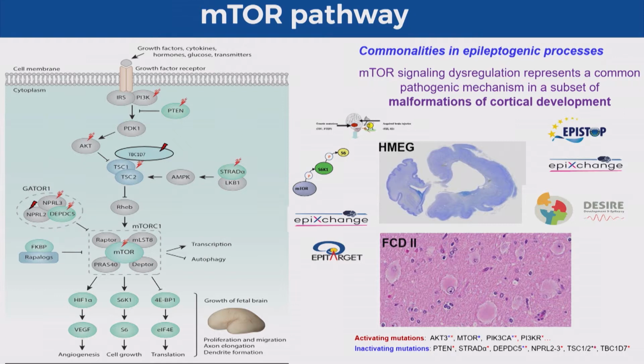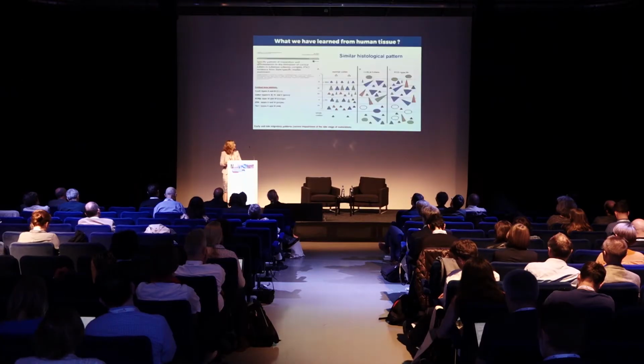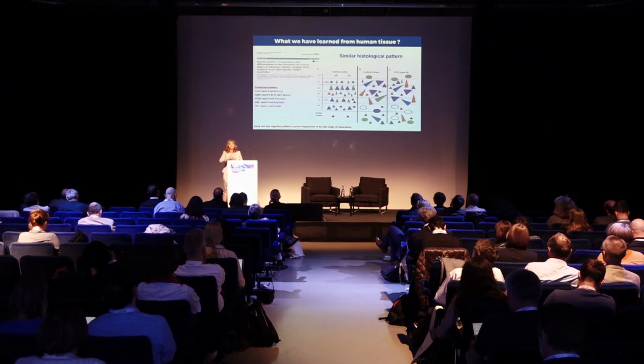So actually, these represent the basis of the collaboration which has been established between EpiStop, EpiTarget, and the site. A few examples: we use human tissue to prove that there are similar histological patterns between, for example, tuber and focal cortical dysplasia type 2, and there are similarities also in terms of alteration of the maturation during corticogenesis.